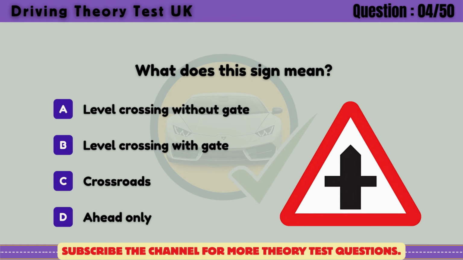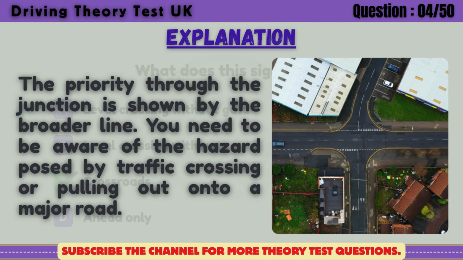Question 4. What does this sign mean? Option A. Level crossing without gate. B. Level crossing with gate. C. Crossroads. D. Ahead only. Answer is C. Crossroads. The priority through the junction is shown by the broader line. You need to be aware of the hazard posed by traffic crossing or pulling out onto a major road.